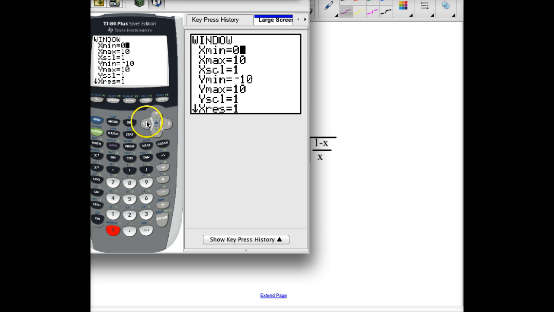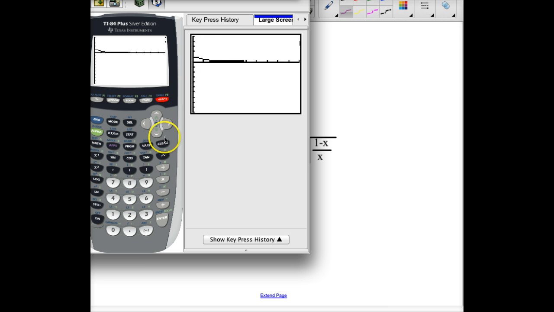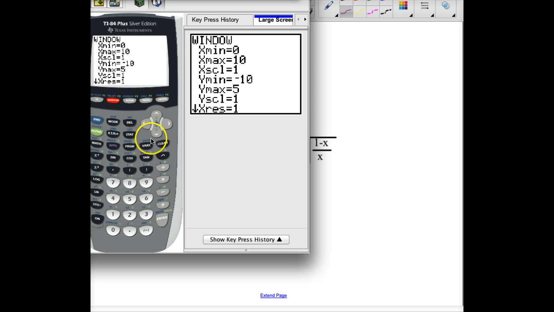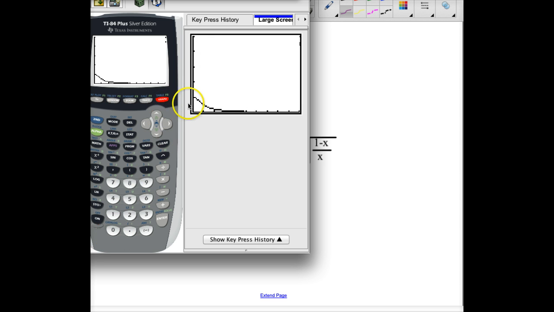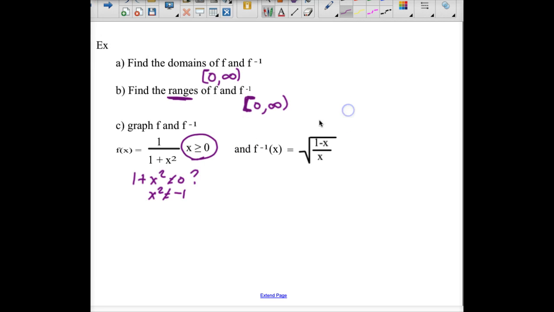I'm going to make this y max a little bit smaller. So you can see our graph goes like this. So it's only between 0 and 1. It doesn't ever equal 0. It just kind of levels off. We can even zoom in a little bit more if you want to see that. Make our y min 0. Just bottoms out at 0, but it would never equal 0.